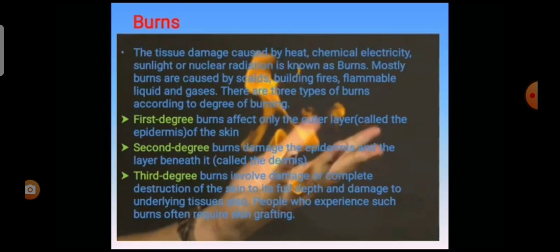There are three types of burns according to the degree of burning. First degree burns affect only the outer layer of the skin. Second degree burns damage the epidermis and the layer beneath it. Third degree burns involve damage or complete destruction of the skin to its full depth and damage to underlying tissues also. People who experience such burns often require skin grafting.